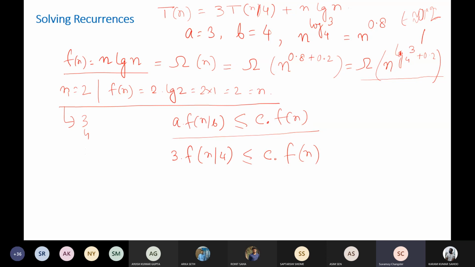That must be a non-fractional term. Okay, this n by 4 must be non-fractional. So therefore we can say that let us consider the minimum value of n is equal to 4. Start with 4. So here we can write 3 into f of 1. So what is the value of f of 1? f of 1 is log 1, which is 0. So 3 times 0 is 0. This equals some constant into f of n, f of 4.